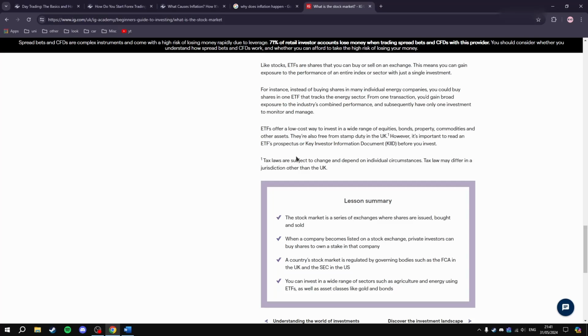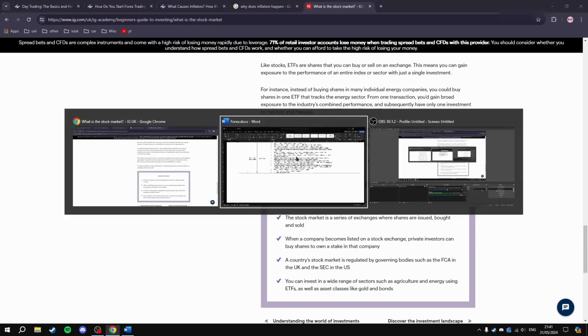However, it's important to read an ETF's prospectus or key investor information document before investing.